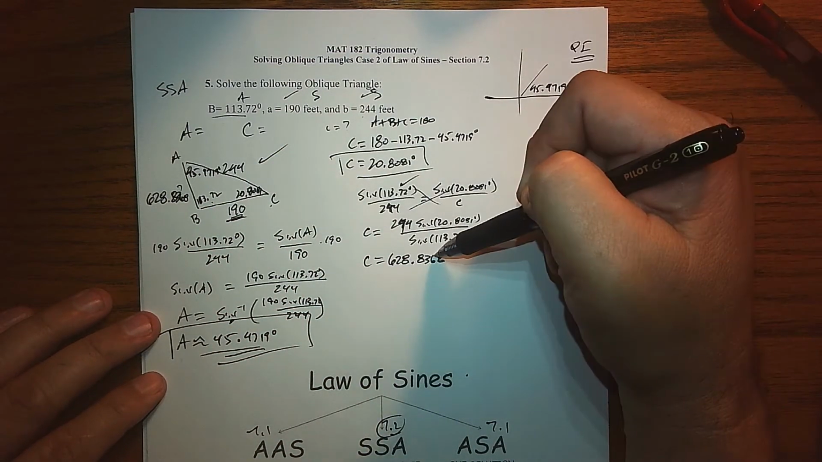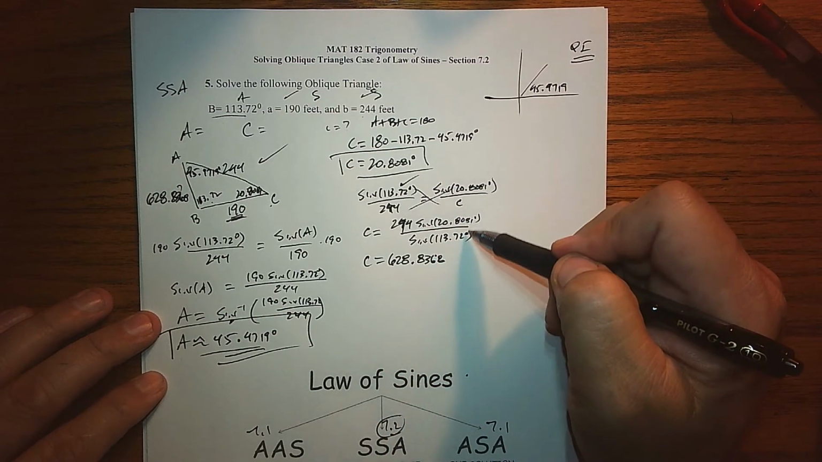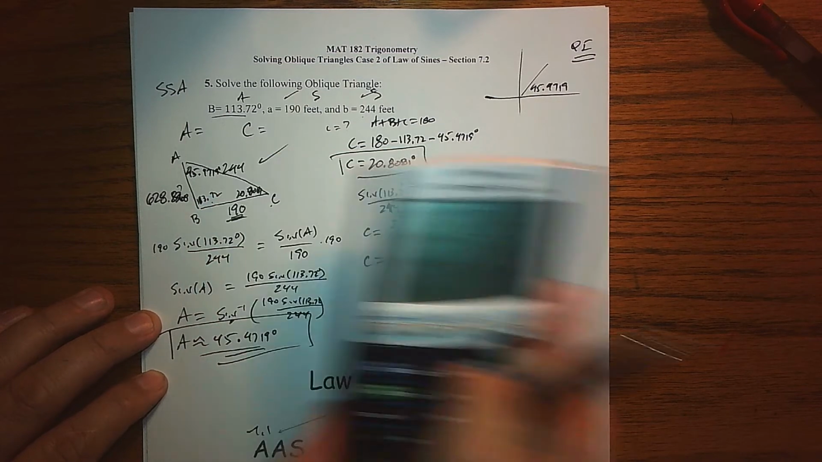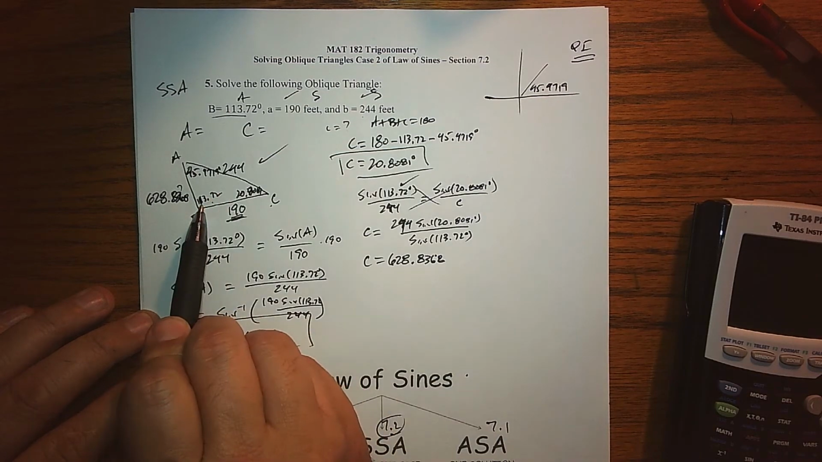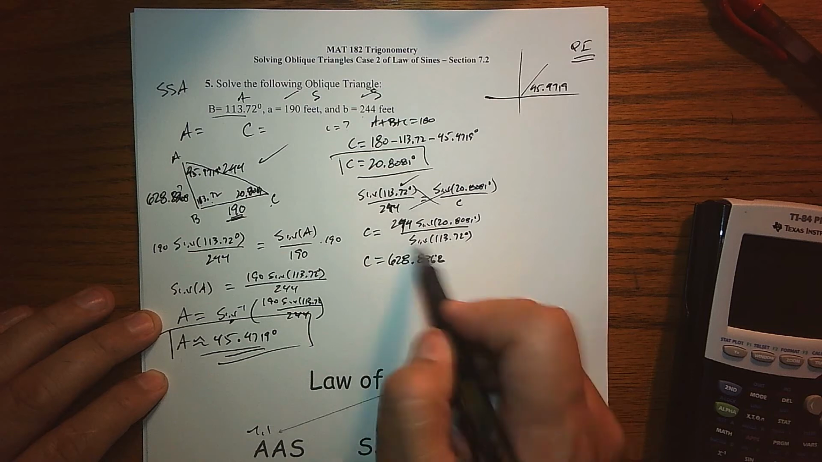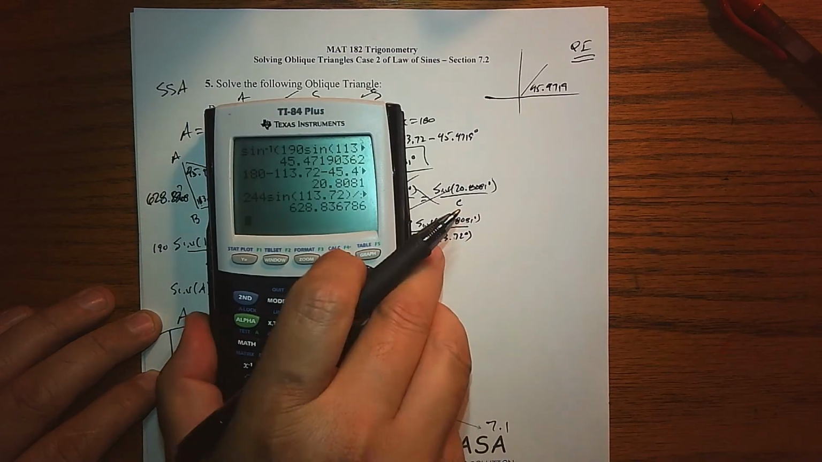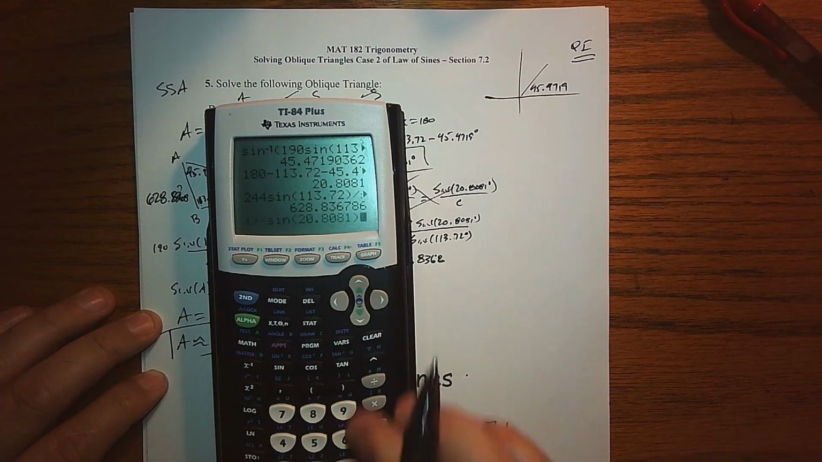Oops, I know what I did. I think I reversed that. So yeah, I have the 113 upstairs. The reason I know something's wrong is because my largest angle should have the largest side. So this calculation, I put it in my calculator wrong. I had this up there, so let me change that.